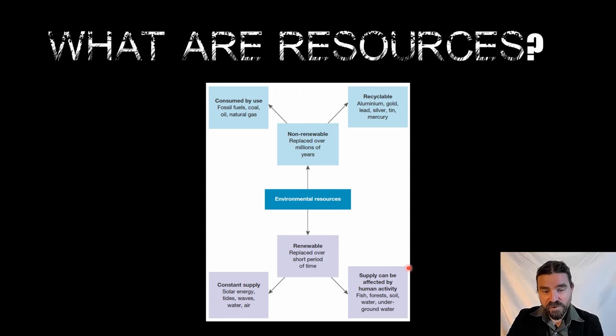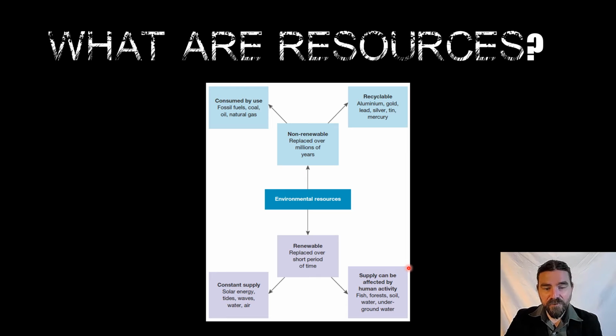So fish are renewable, but we hunt them. Forests, they're renewable, but we cut them down. Soil, it's renewable, but we degrade it by over farming. Water is renewable, but we can pollute it. And underground water is renewable, but if we use it quicker than it replenishes, then it might not be renewed.